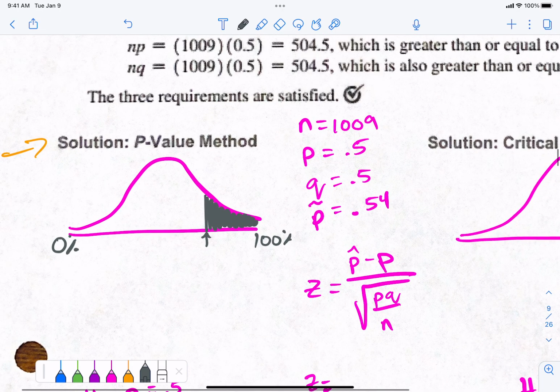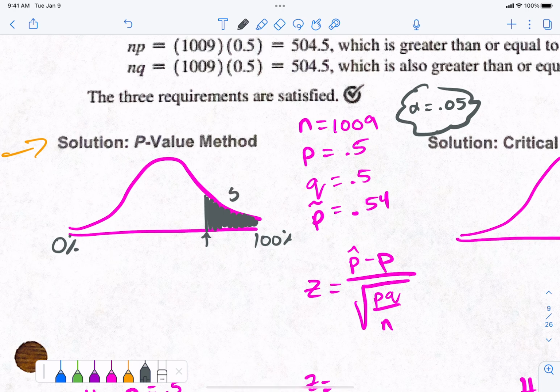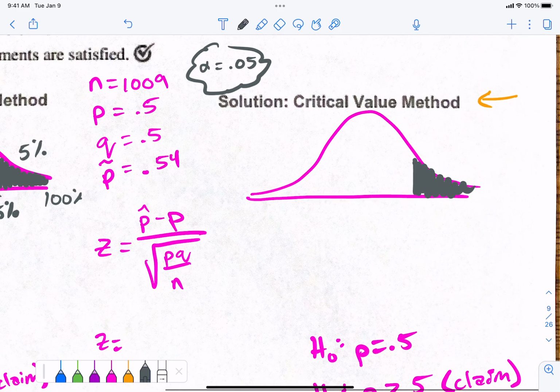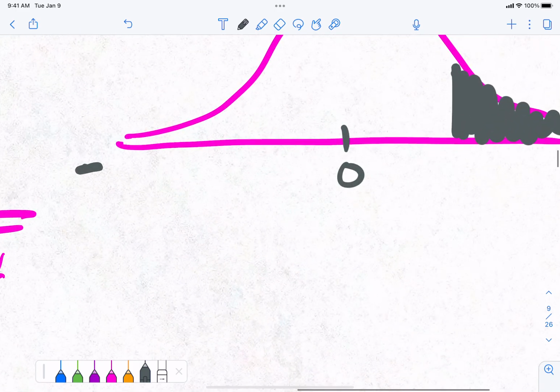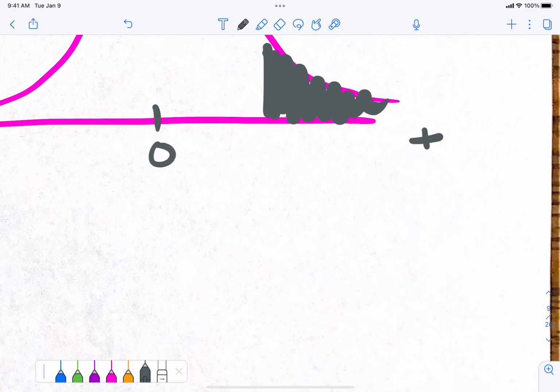They did not give us an alpha value, so let's use 0.05. If they don't give you an alpha, just assume that it's 0.05. That means 5% goes in this tail, which means my cutoff mark is at 95%. On the critical value side, we're talking about these in relationship to z-scores. The z value in the middle is 0, then we have the negative z values over here and the positive z values over here.